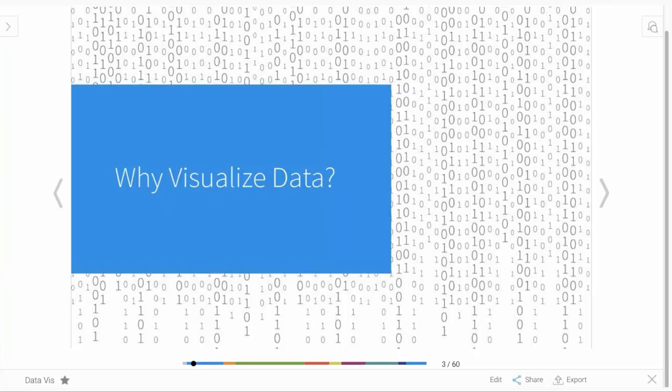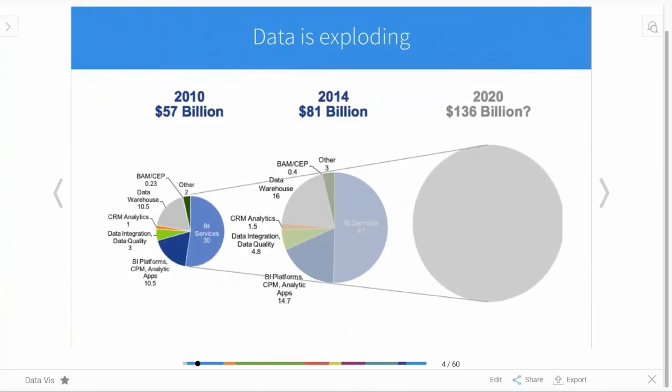So why visualize data? Well, we're in the information age and there is a sea of data out there. And data is exploding. I recently read that 90% of the world's data was only created in the last 2 years alone. So to keep pace with this, the world is spending billions of dollars every year on technology in the hope of producing meaningful and actionable information. And as you can see here by the chart, Gartner predict the global BI market to grow to $136 billion by 2020. And technology is certainly improving our ability to collect, store, and access data. It's now better than it ever has been.